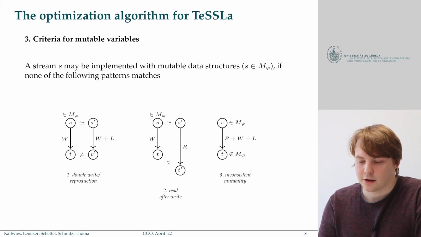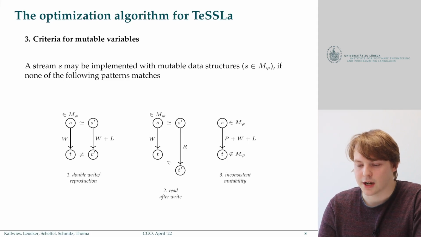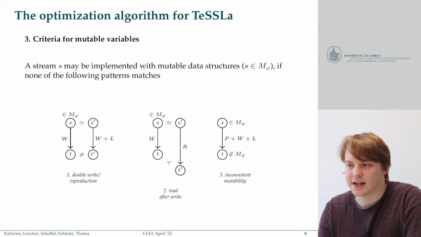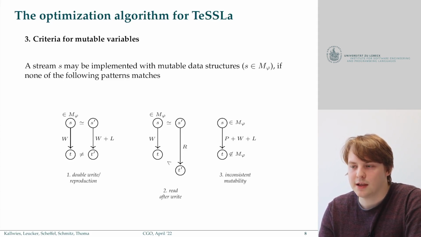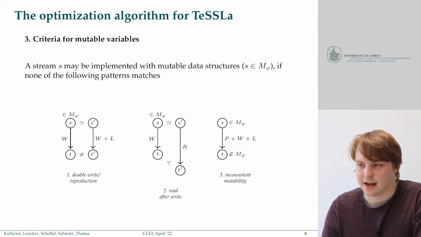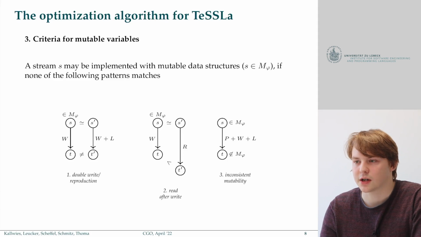The first pattern on the left, double write reproduction, makes sure that a variable or a data structure is not written twice. A stream S may not be mutable if there is an alias stream S prime such that both streams are written, or S prime is replicated while S is written. Because then we would modify the same data structure twice, or we would modify it before it is reused at a later timestamp.